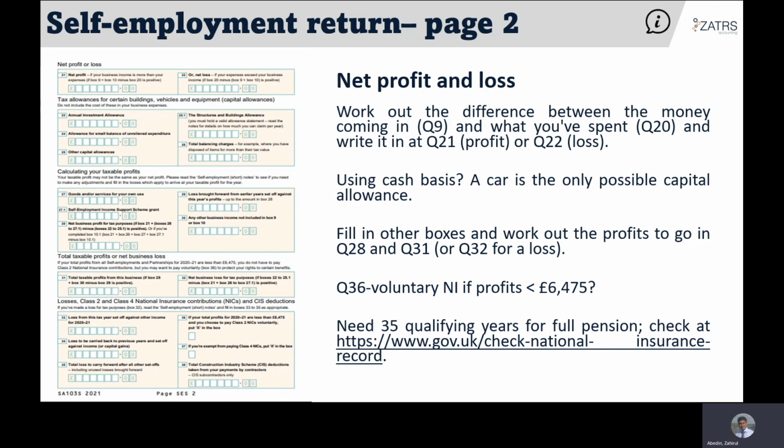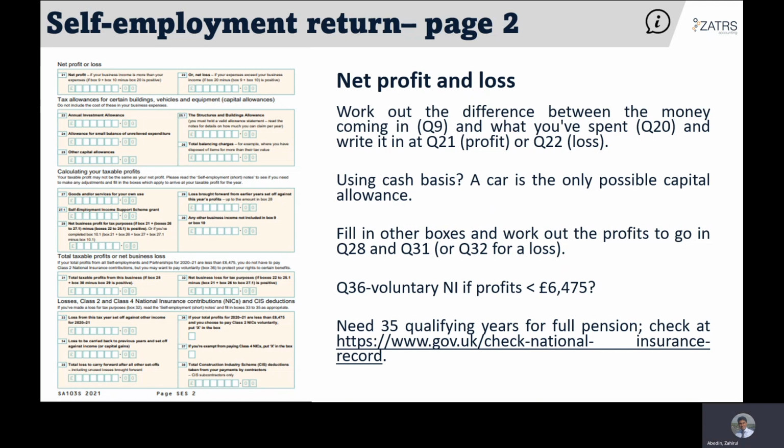Now let's move on to the second page of the self-employed return. On the previous page, you said how much money had come into the business and how much you had spent as an expense. On this page, you are looking at the difference. If you are fortunate enough to make more money than you spent, you have made a profit and you put that profit in box 21. Or if you are unfortunate enough to have made a loss last year, that goes in box 22.